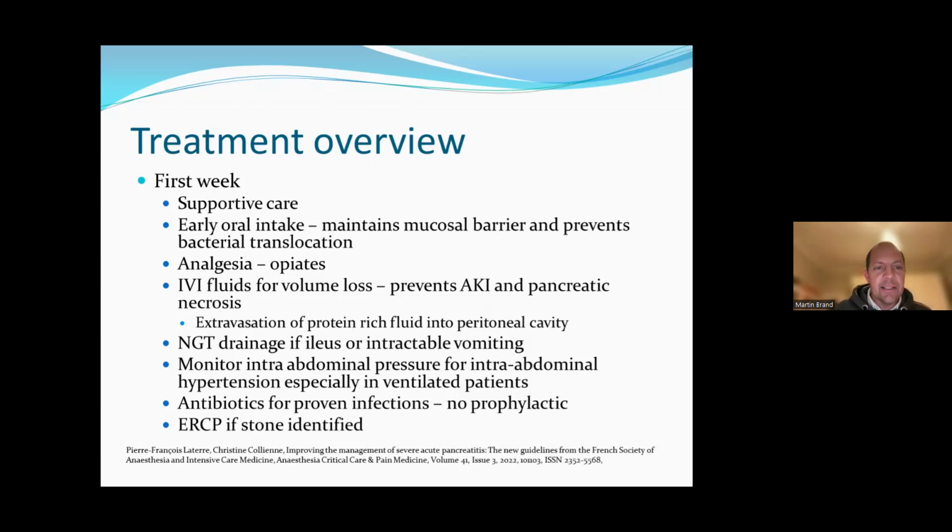ERCP, if a stone is identified, I don't necessarily agree with that. If we think about the pathophysiology of biliary pancreatitis, it's not usually the big stones that would normally cause, for example, obstructive jaundice. It's usually gravel and sediment.